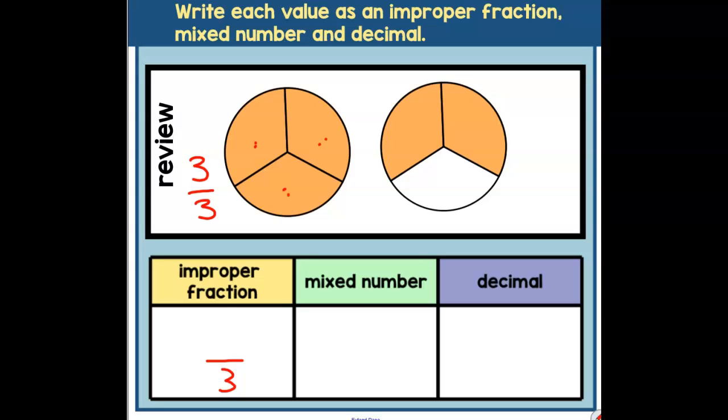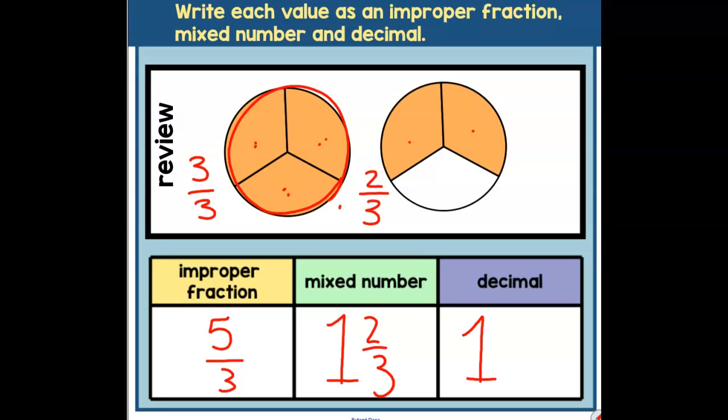I've got 1, 2, 3 thirds in this one. I've got 1, 2 more in here. 3 thirds plus 2 thirds would give me 5 thirds. As a mixed number, now I'm going to look at it. I have 1 whole. 3 thirds together I can turn into a whole, and then I still have 2 thirds left.